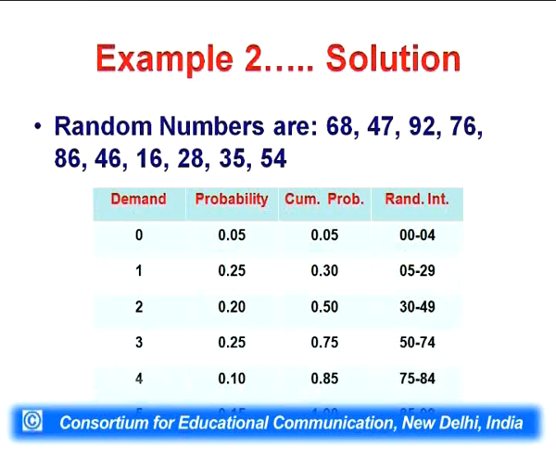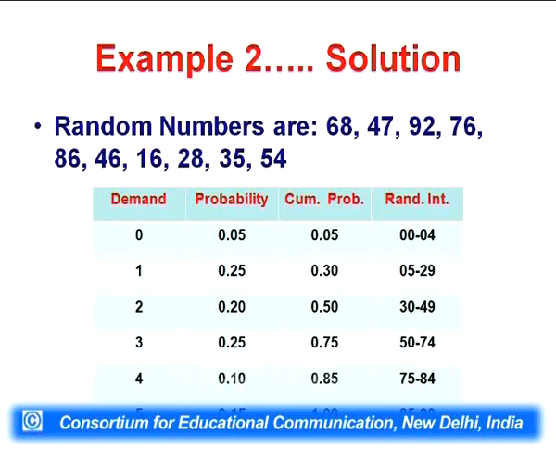In this table, we have cumulative probability calculated. We have noted down the random numbers, and we'll proceed with our result. First, we have to complete the cumulative probability column, which is 0.05, 0.3, 0.5, 0.75, 0.85 and finally 1. Very simple to make the cumulative probability column. Then the random number interval. Very simple.